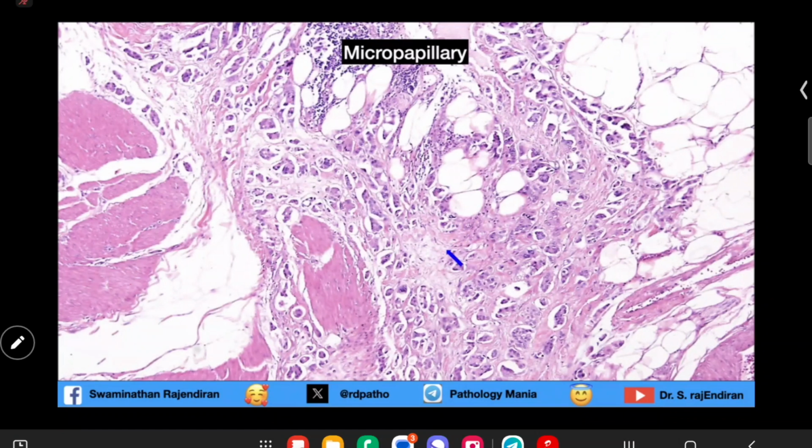muscularis propria. And they have a very poor prognosis because the lymph node metastasis is very high in micropapillary carcinoma, not only in bladder. Whenever you see micropapillary carcinoma in any organ, the prognosis is bad because of the lymphovascular invasion and lymph node metastasis.